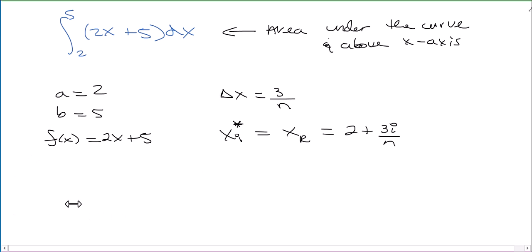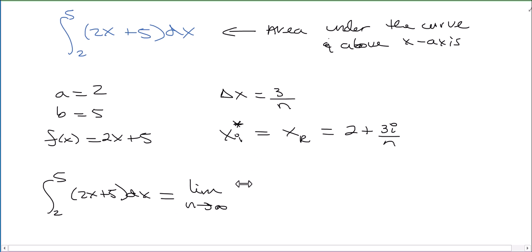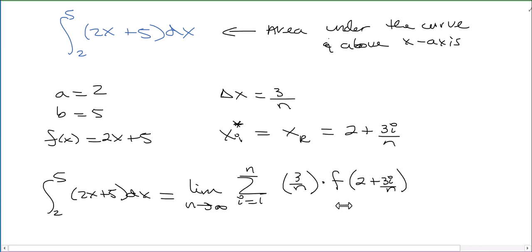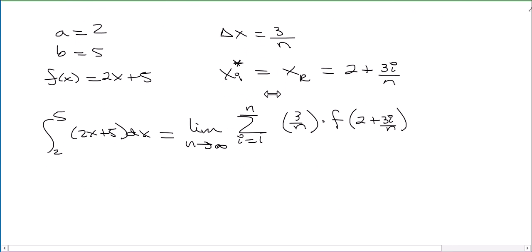And so now we're ready to write our Riemann sum and then evaluate it. So the integral from 2 to 5 of 2x plus 5 dx is going to be the limit as n goes to infinity, the number of rectangles goes to infinity, of the summation i equals 1 to n of my delta x, so 3 over n, times f of my x sub i star. We chose the right endpoint, so f of 2 plus 3i over n. And now I evaluate my right endpoint into my function.